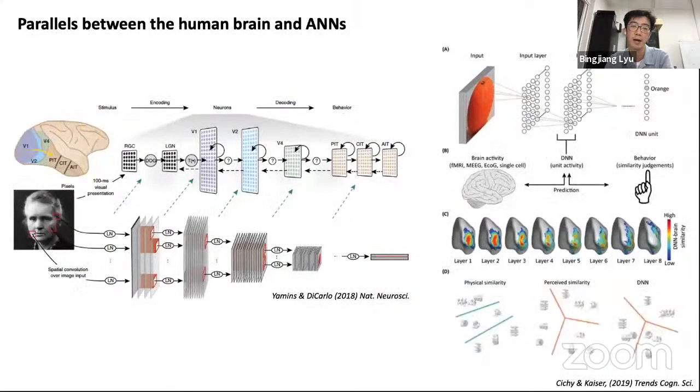So in fact, the parallels between the human brain and ANNs have already been studied for quite a while. For example, the hidden states of visual ANNs can well explain the neural activity in the primate visual system. However, to what extent the language ANNs match human brain activity is still an open question. So we tried to investigate the relationship between the brain and ANNs in language comprehension in the second study in this talk.